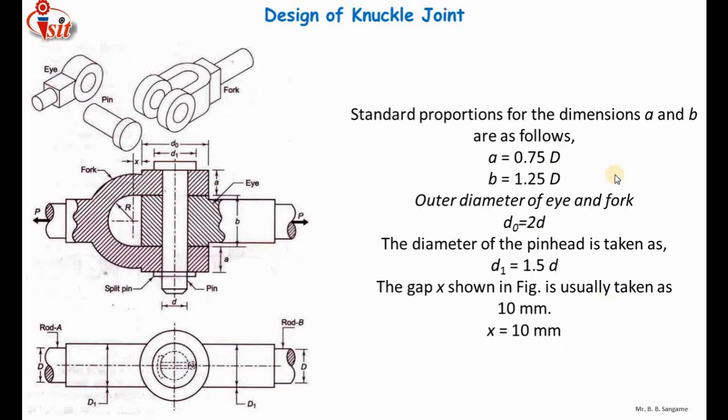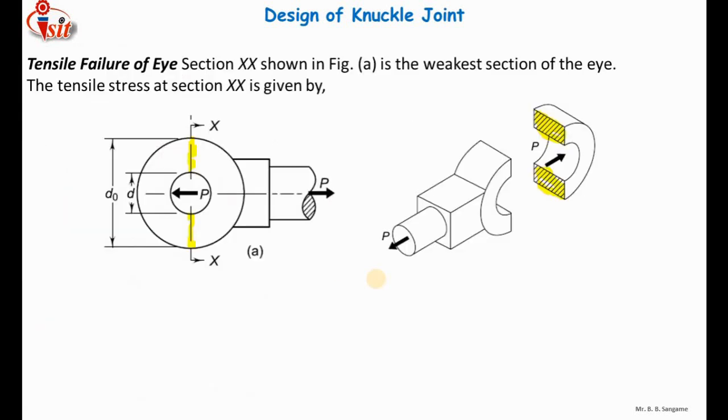Okay, now once you have calculated the thickness of the fork and eye, and the outer and inner diameters of the fork and eye, we need to check the stresses induced in the eye and fork. So let us discuss that. First is the tensile failure of the eye.